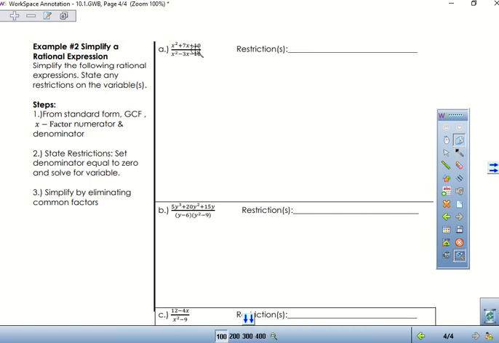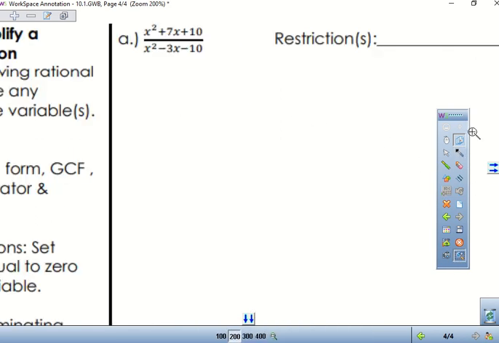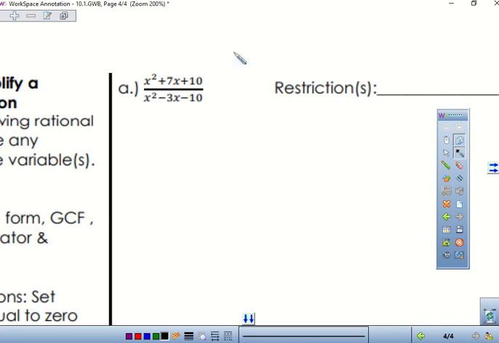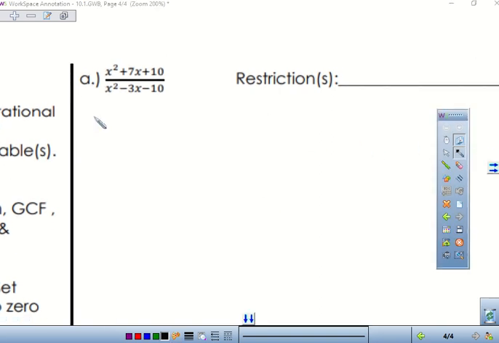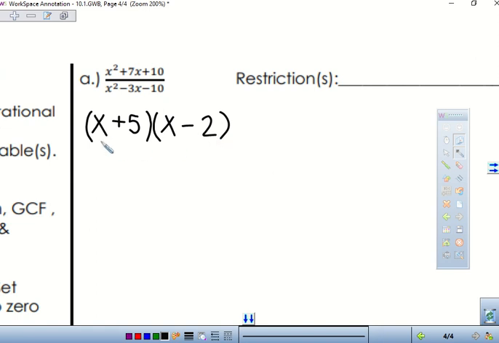So next question. As you can see, this one's a little bit different. This one is a trinomial over a trinomial. So step 1 is you're going to have to factor the top and the bottom. So to factor the top, we're looking for factors of 10 that add up to 7. What do we got? 5 and 2. And then for the bottom, we're looking for factors of negative 10 that would add up to negative 3, which would be?